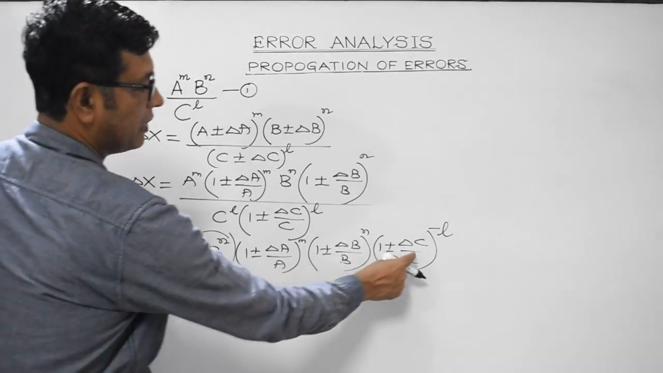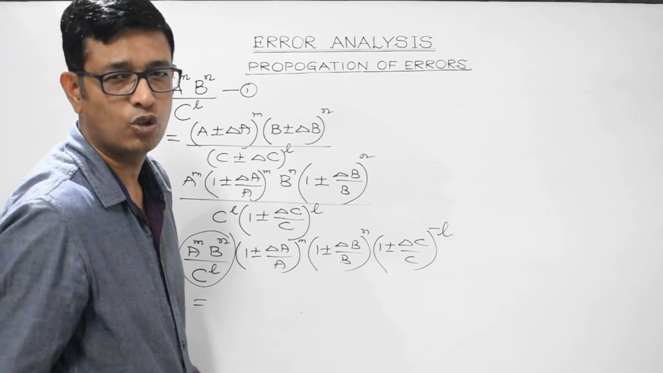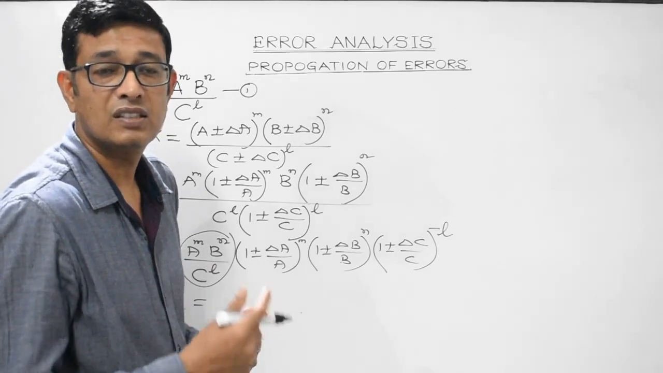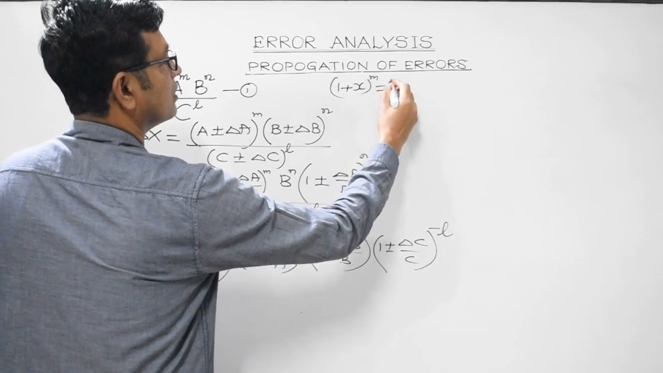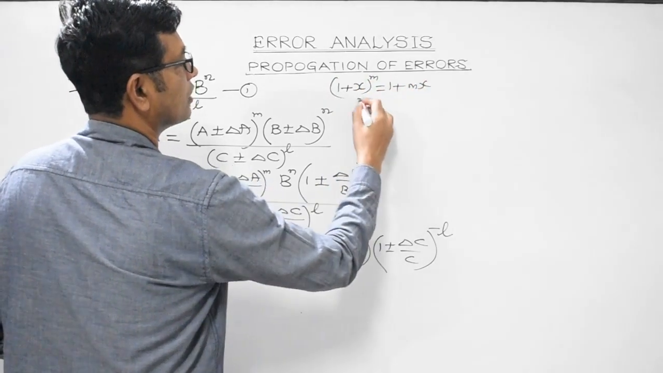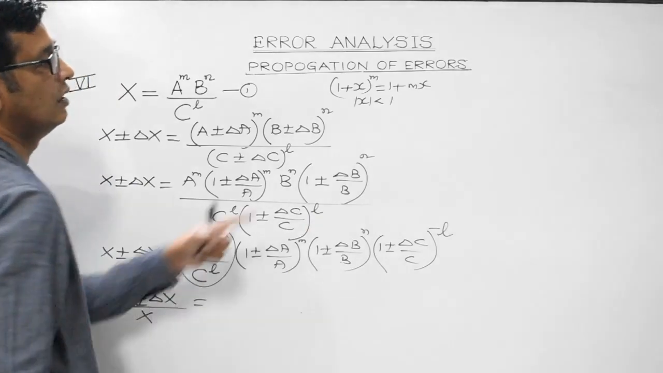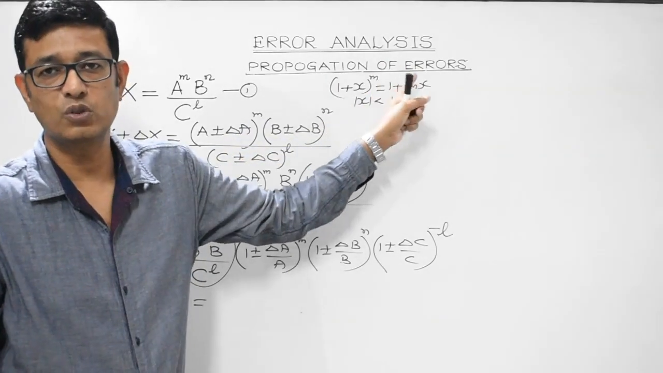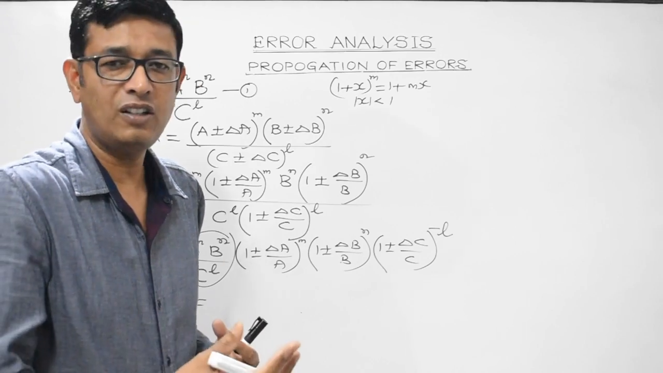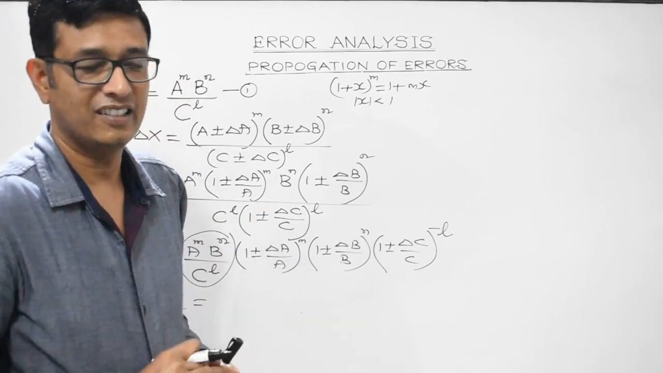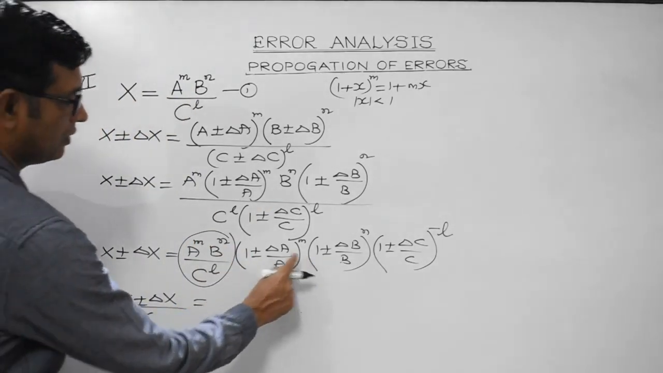And these terms can be expanded binomially. I have told you numerous times: 1 plus x to the power m is equal to 1 plus mx, where mod of x is less than 1. So only the first 2 terms are used because the terms containing higher powers of x are very small and hence can be neglected, right? So let's expand it binomially.